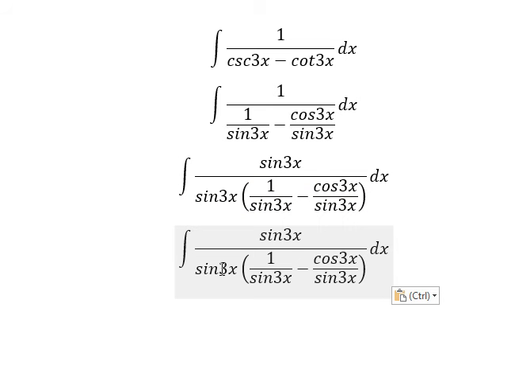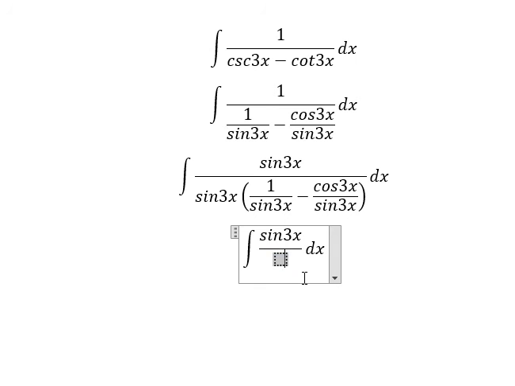This one, sine 3x with 1 over sine 3x, you get about number 1. Sine 3x multiplied by cosine 3x over sine 3x, you get cosine 3x. So this one we can write as 1 minus cosine 3x.